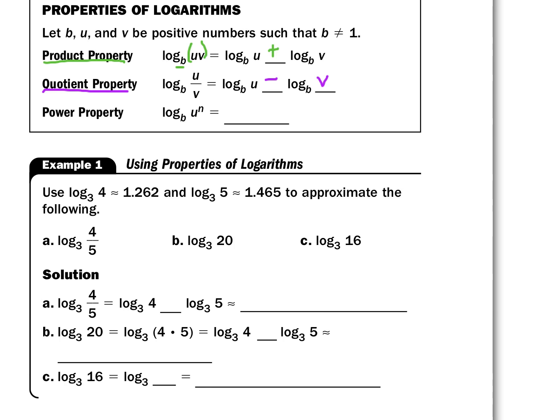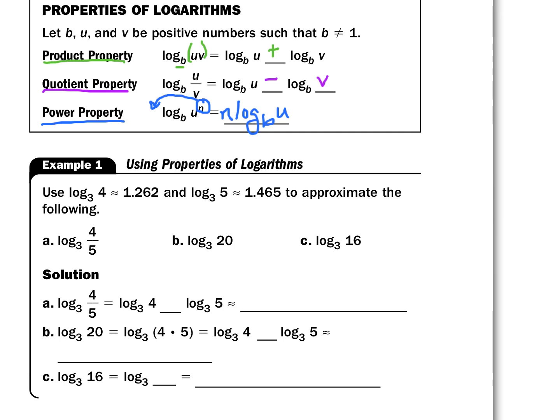And then the power property says that if we take log base b of u to the nth power, that exponent then becomes a coefficient on the front of the logarithm. So the exponent moves over here to the front, and it becomes n times log base b of u. Okay, and so now we're going to get some practice doing this.